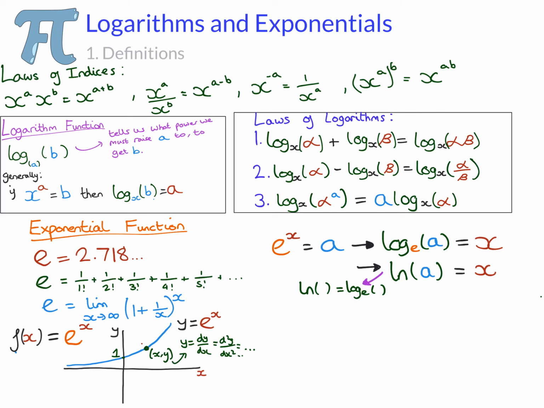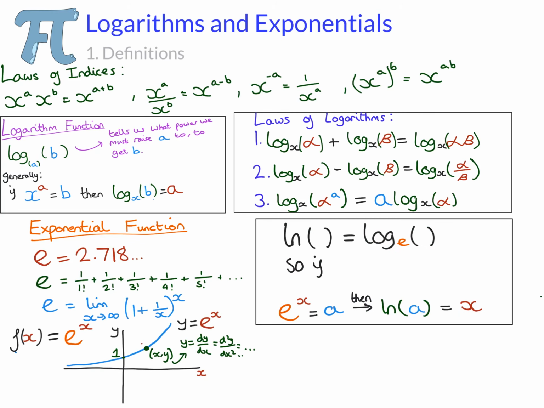We draw up the relationship that if e to the power of x equals a, then ln of a must equal x. Ln x and e to the power of x are therefore inverse functions to each other. If we input an argument into one of those functions and we get a result out, putting that result into the other function will bring us back to the original input.